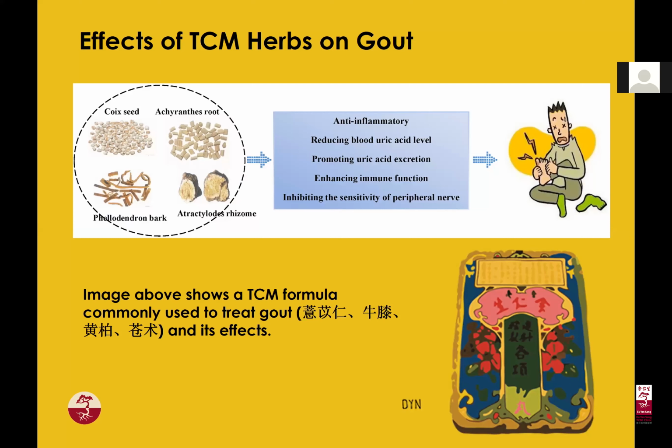So this is just some of the herbs that we can use when we treat gout. These herbs have some anti-inflammatory effects. They can reduce the blood uric acid level, promote uric acid excretion, enhance the immune function, and also have some pain relief effects by inhibiting the peripheral nerve sensitivity.